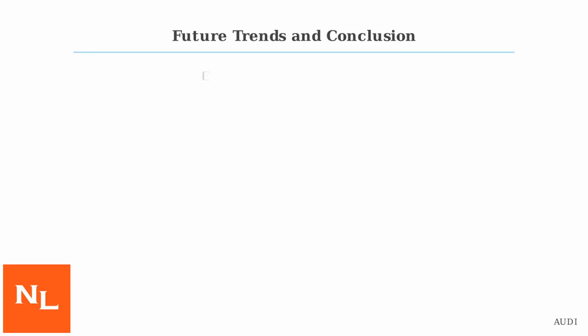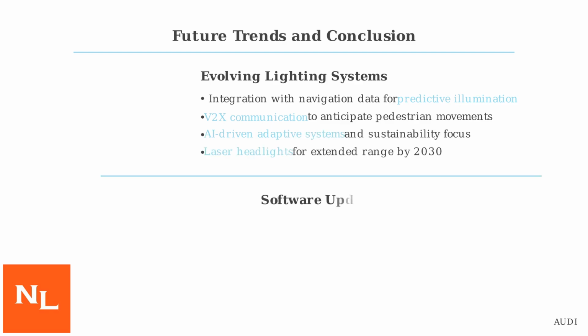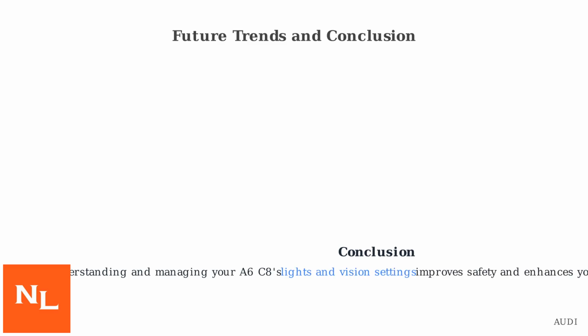Automotive lighting is rapidly evolving towards more intelligent and adaptive systems. Future A6 models will integrate lighting with navigation data for predictive illumination, ensuring optimal visibility based on your route. Additionally, V2X communication will allow lights to anticipate pedestrian movements, enhancing safety in urban environments. AI-driven systems and a focus on sustainability are key trends, with laser headlights offering extended range by 2030. Regularly updating your car's software through over-the-air updates ensures you benefit from these advancements.